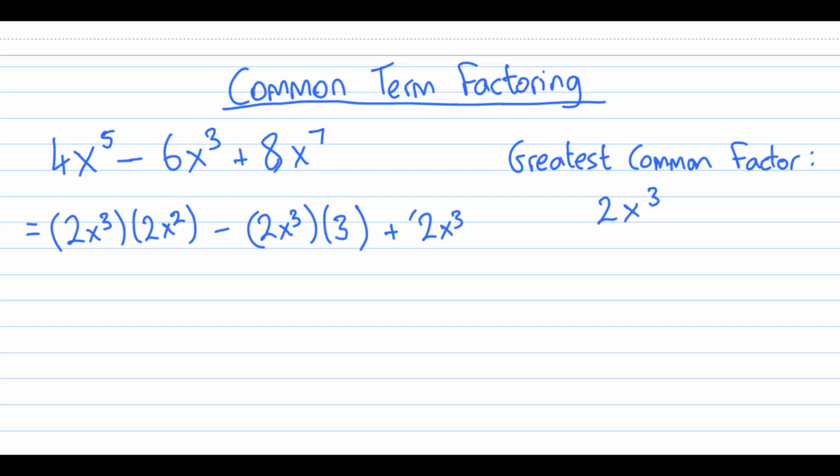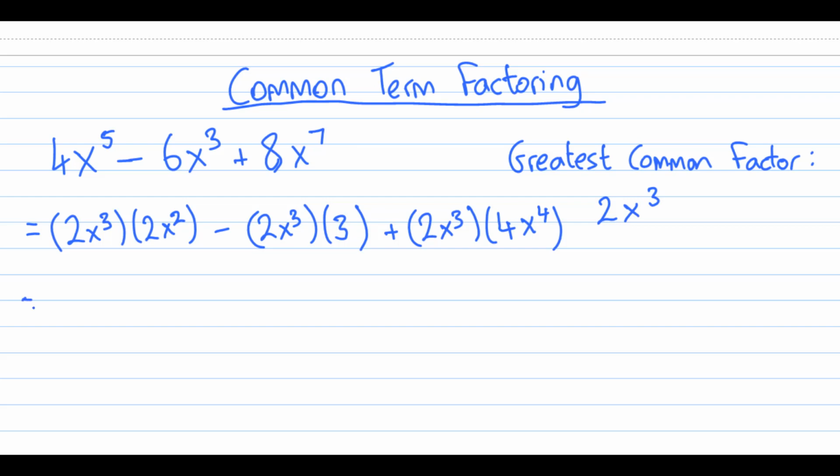And 2x cubed for the last term has to be multiplied by 4 to make the 8. And what power of x to make the 7? Well, it's going to be x to the power of 4, because x cubed times x to the power of 4 is x to the power of 7.